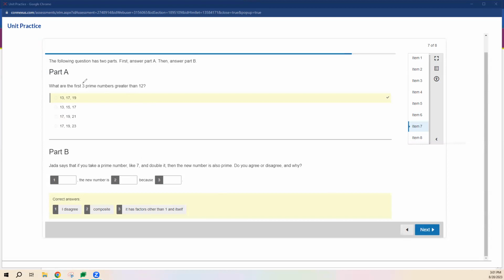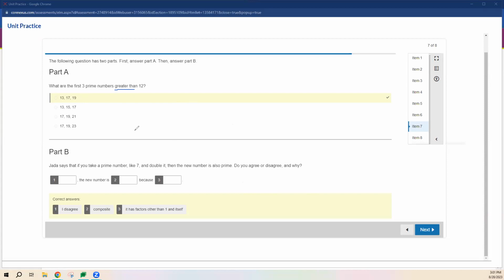What are the first 3 prime numbers greater than 12? So all of them have to be greater than 12, okay? I'm going to first look at my answer choices and see if there's any numbers that are less than 12, because sometimes they do that on tests, and you're like, hey, I can eliminate that because that's not greater than 12, okay? Oh, man, they didn't do that for us this time.